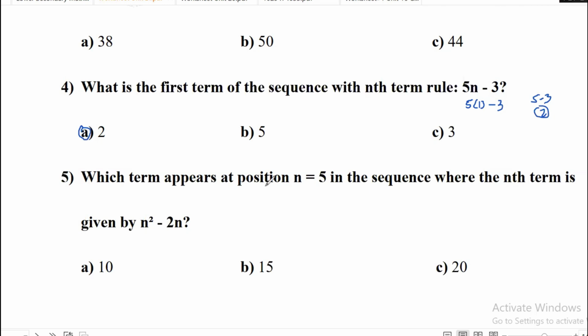Which term appears at position n equal to 5 in the sequence where the nth term is this one? So just replace n with 5 and then check carefully what it gives you. 5 5s are 25 minus 5 2s are 10. So 25 minus 10 gives me 15. So your B option is the correct one.